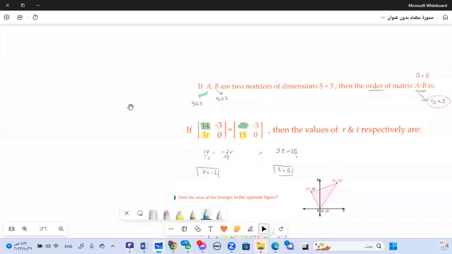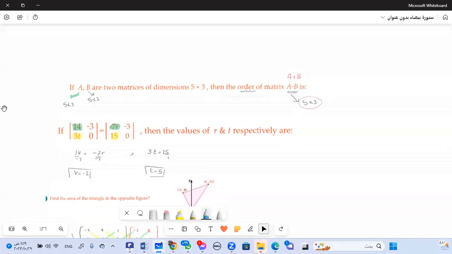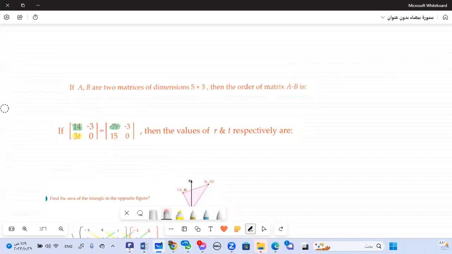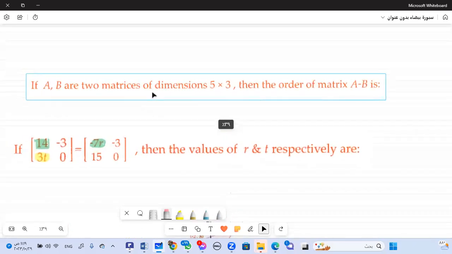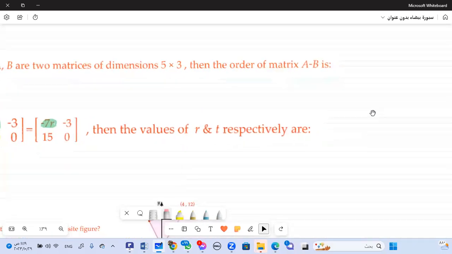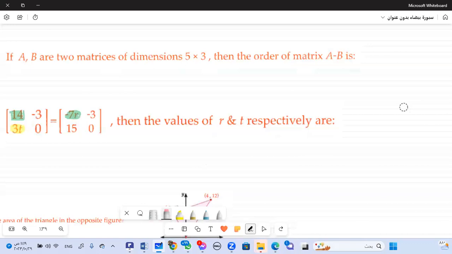Exercise, it is very easy, but some of the students had problems in the last part in the test. I will solve with you, okay? So it is very easy and very important. Okay, it's the last part. If I ask you, if we have A and B as two matrices, so I have matrix A and matrix B, dimension 5 by 3, and ask you what is the order for A minus B.